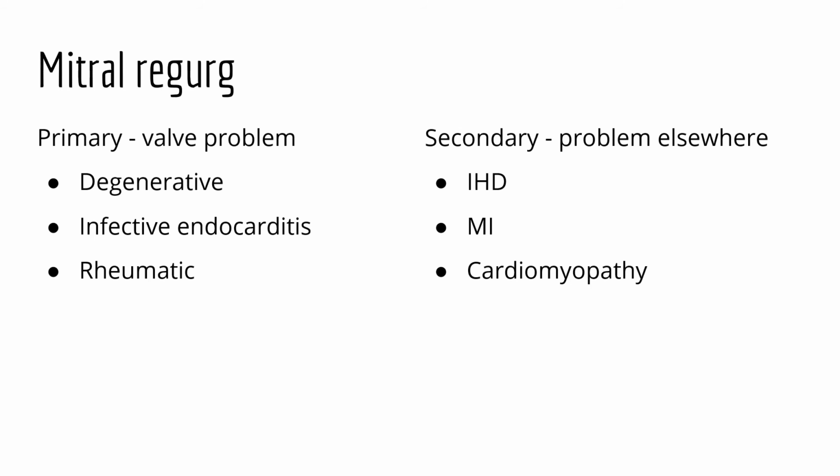So mitral regurg now. So really we can categorise mitral regurg into two categories: a primary valve problem or a secondary problem, i.e. it's more systemic or a problem beyond the valve. So on the primary side, we can have degenerative disease of the mitral valve, infective endocarditis or rheumatic heart disease. Our secondary causes would be ischemic heart disease, MIs or cardiomyopathy.